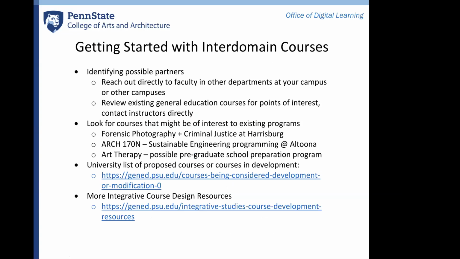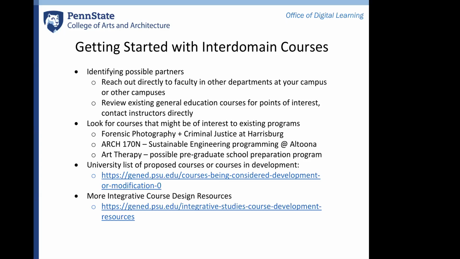But basically, getting started with interdomain courses: if you or someone that you work with has an idea or wants to explore what potential course collaborations could be out there, one of the ways we've found that works really well is identifying possible partners. You can reach out directly to faculty in other departments, either at your own campus or other campuses. I think that's actually how the art history, rocks, minerals, and art course came together. One of those instructors just emailed the other, and they said, yeah, this is cool, we're going to go forward with it.